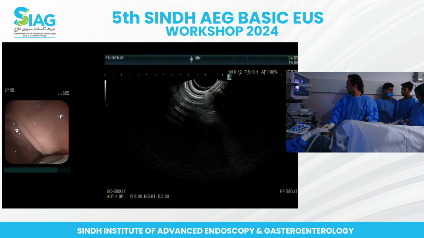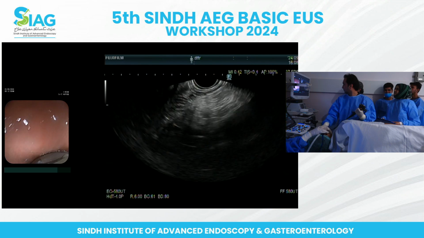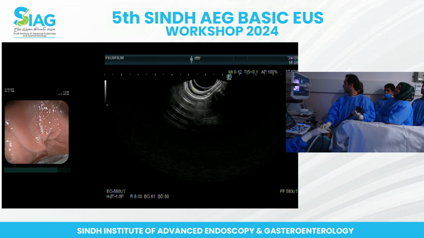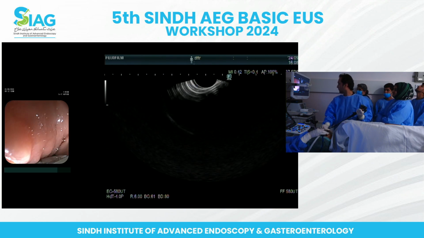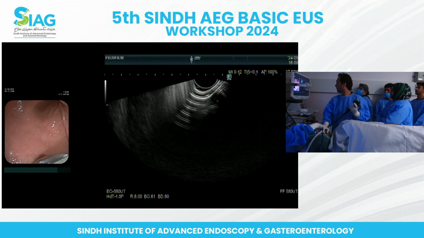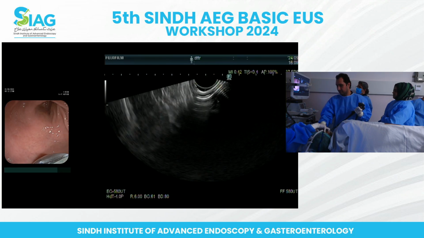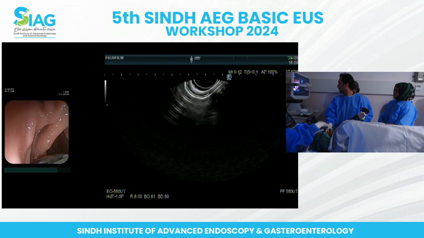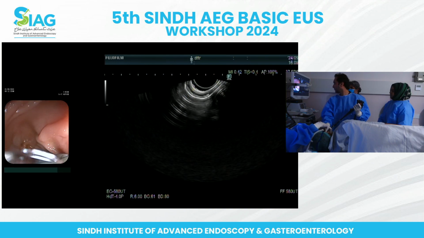Has everyone been able to see the mass in the head of the pancreas in the audience? Yes, okay, thank you. So at this point we think that this is not a retroperitoneal lymph node, we think this is a mass in the head of the pancreas, which would explain proximal dilatation of the bile duct as well as the pancreatic duct, and the pancreatic atrophy distally.